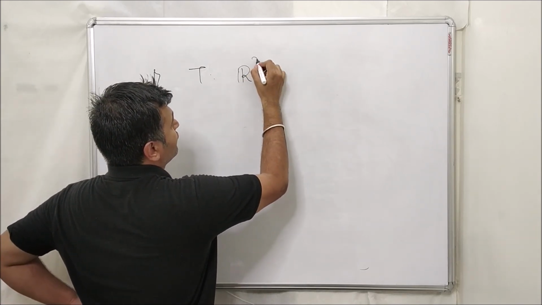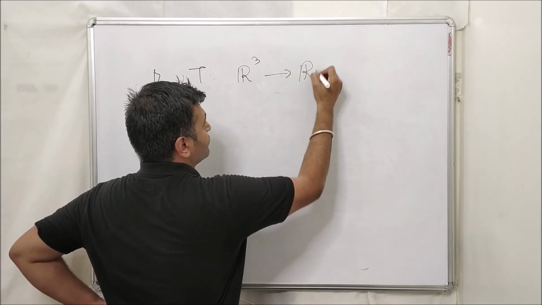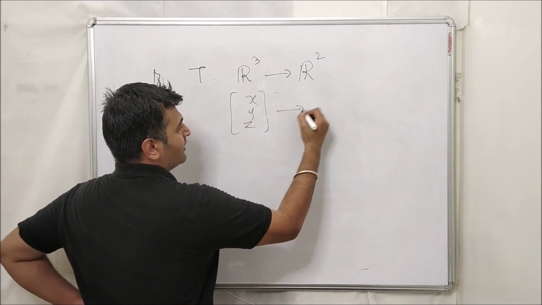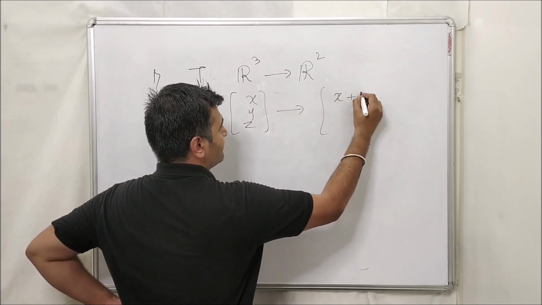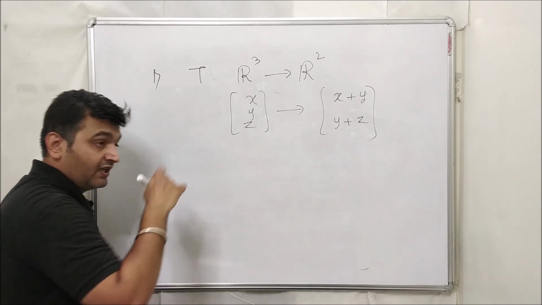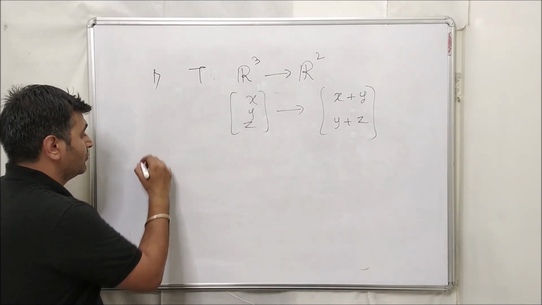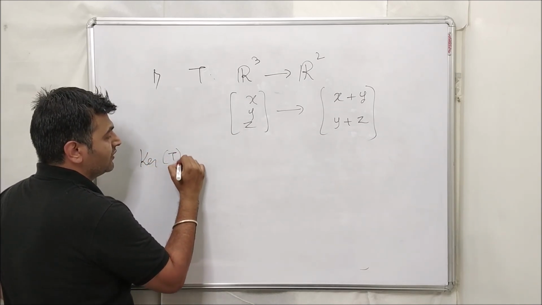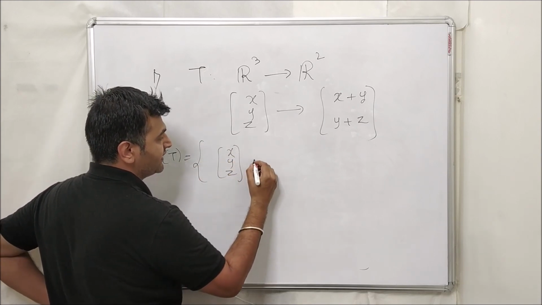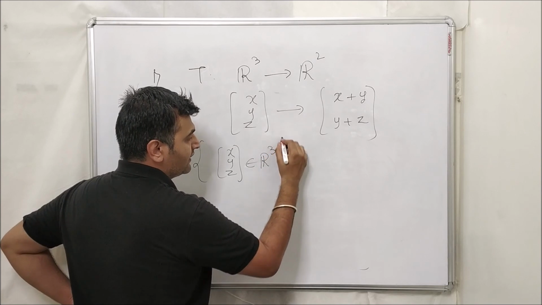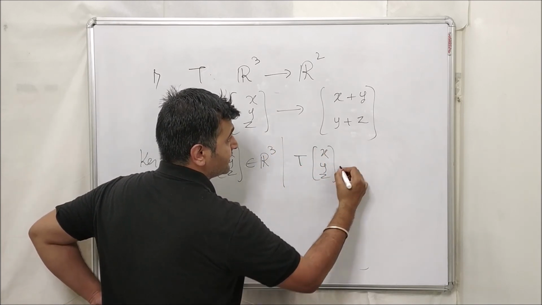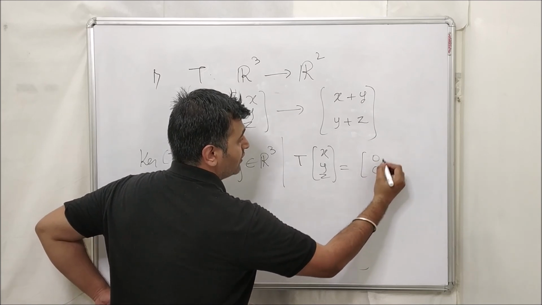So suppose you go from R3 to R2. Suppose you have (x, y, z), and this goes to (x plus y, y plus z). Let's try to find the kernel. So what is the kernel of T? By definition again, it is all those points (x, y, z) in my domain R3 such that its image T of (x, y, z) is 0. What is 0 in R2?